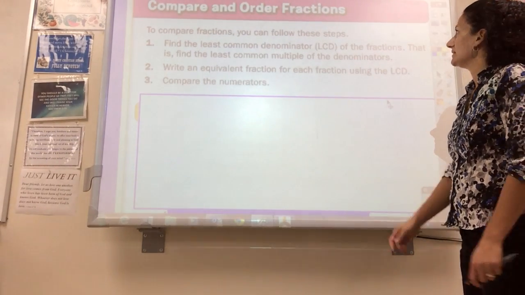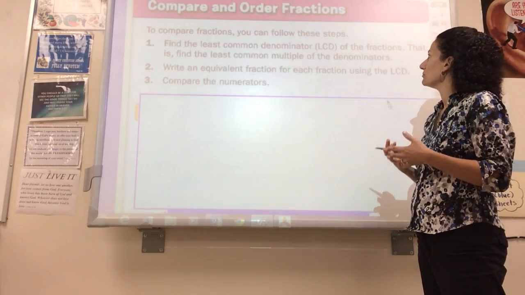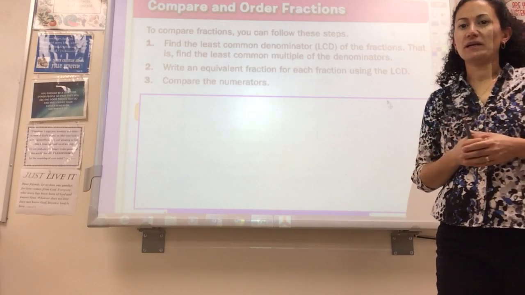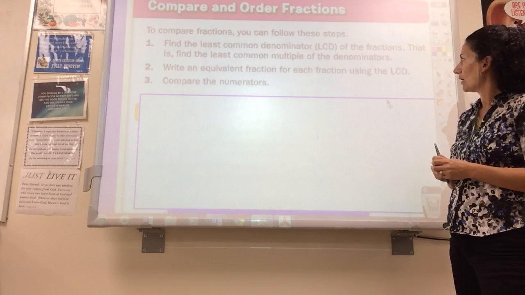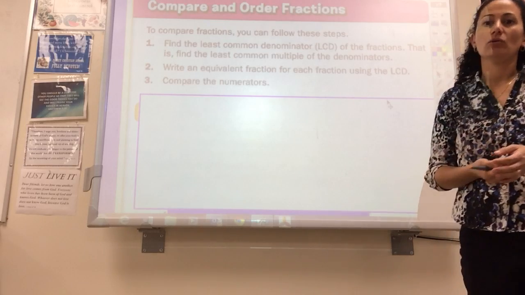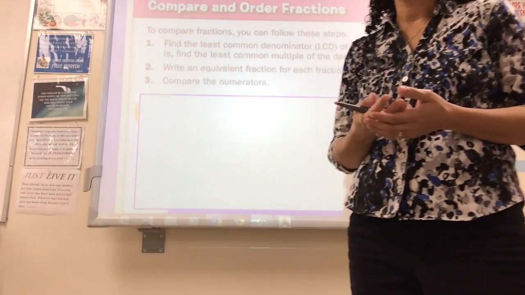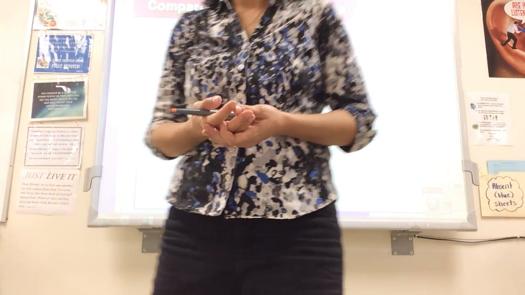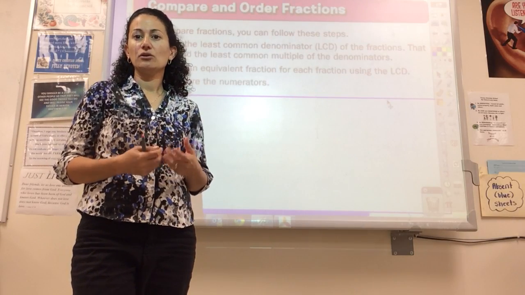Find the least common denominator of the fractions. That is, find the least common multiple of the two denominators. Then, write an equivalent fraction for each one using the LCD, or the least common denominator. Then, all you have to do once you have equivalent fractions with a common denominator is to compare the numerators.